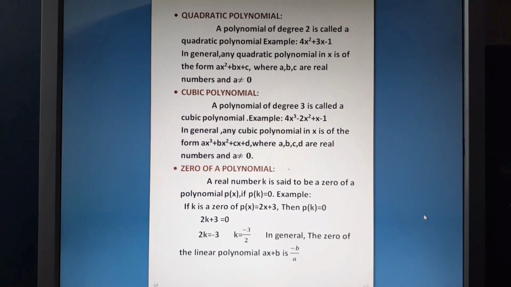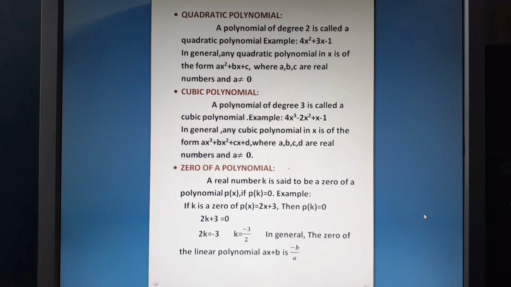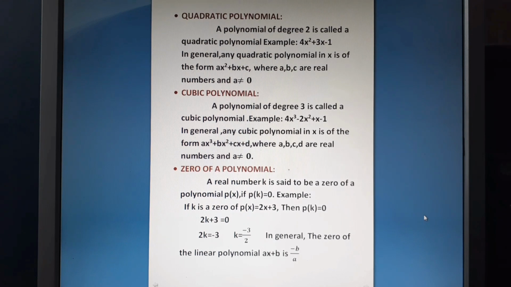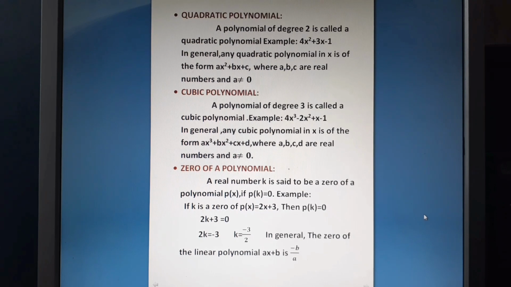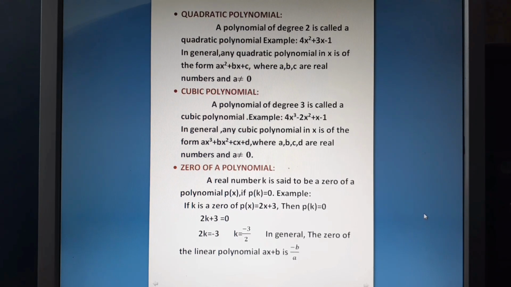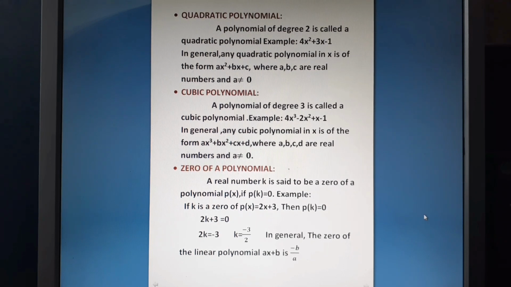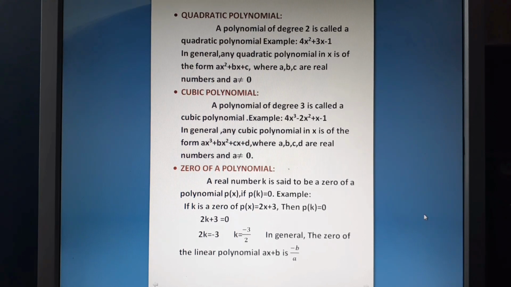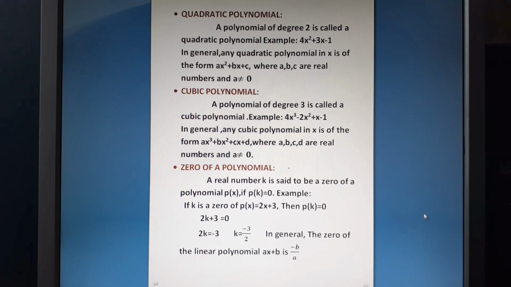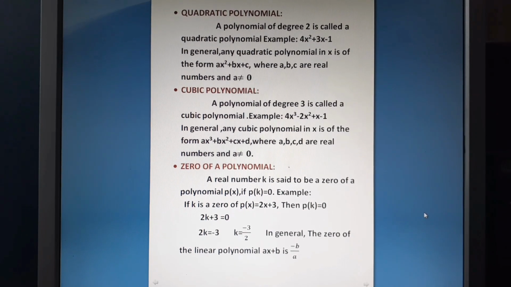Cubic polynomial. A polynomial of degree 3 is called a cubic polynomial. Example, 4x cube minus 2x square plus x minus 1. Here the highest power of the given variable x is 3. In general, any cubic polynomial in x is of the form ax cube plus bx square plus cx plus d, where a, b, c, d are real numbers and a is not equal to 0.